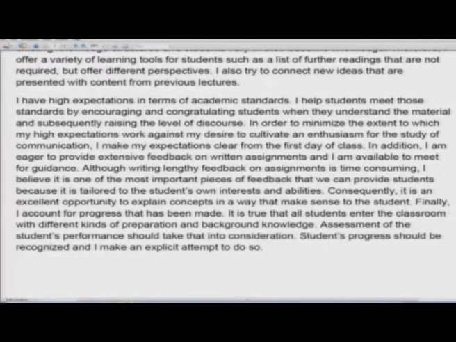It is true that all students enter the classroom with different kinds of preparation and background knowledge. Assessment of the student's performance should take that into consideration. Students' progress should be recognized, and I make an explicit attempt to do so. So, here again the candidate gave some more concrete examples about how she has high expectations in terms of academic standards, and how goals are set in the very first class itself, and how the candidate gives feedback.